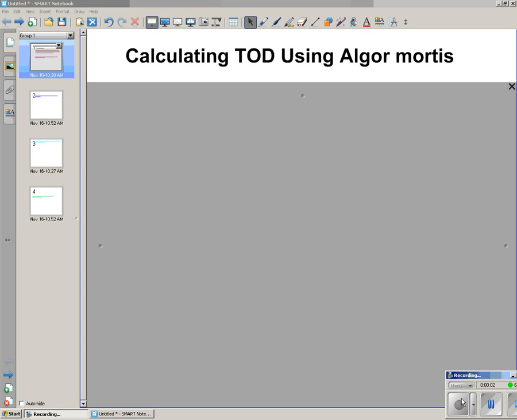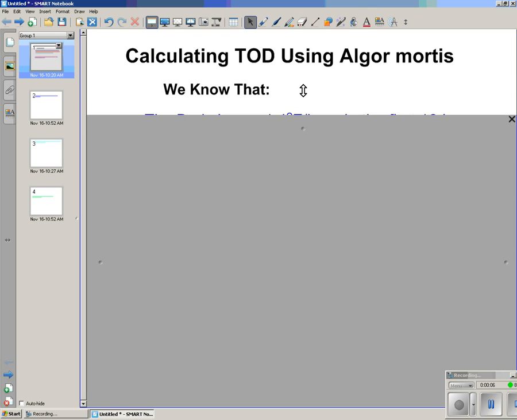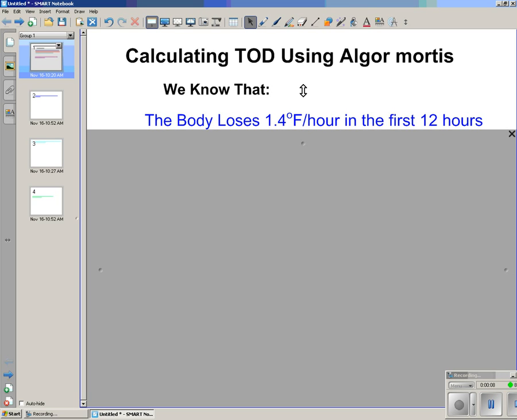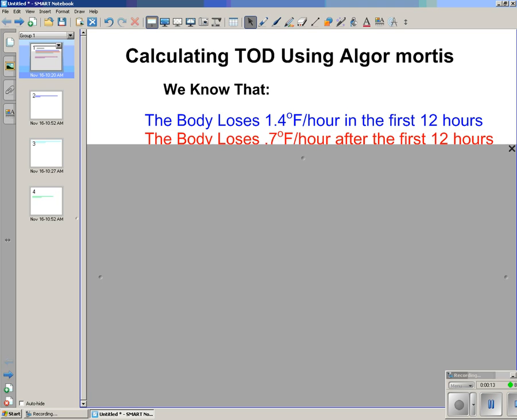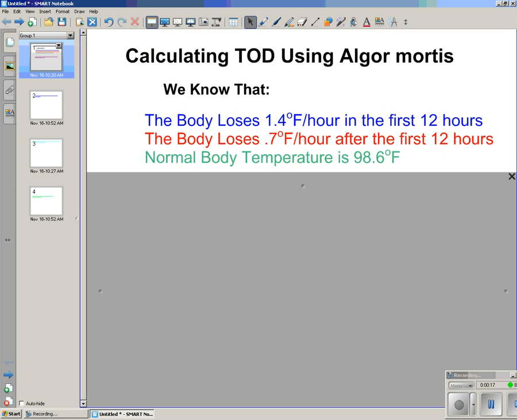Let's look at calculating time of death using algor mortis, and we'll do some practice problems. So we know that the body loses 1.4 degrees Fahrenheit per hour in the first 12 hours. And then after those 12 hours have elapsed, the body only loses 0.7 degrees per hour. We also know that normal body temperature is 98.6. We use that as an average, and we would have to manipulate it depending on what the weather and the other conditions are. But for our purposes, we'll just always say that it's 98.6 unless stated otherwise.